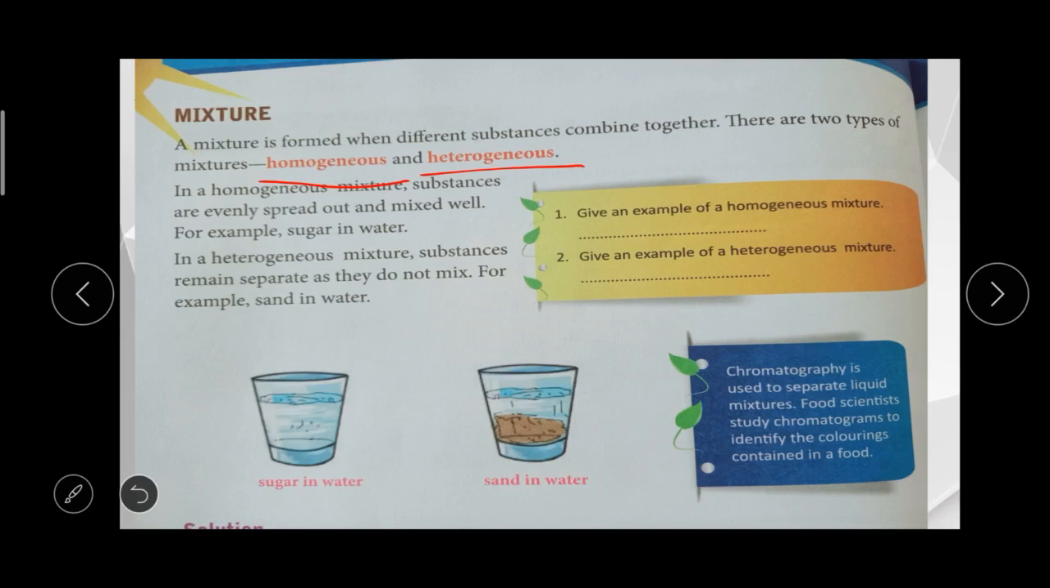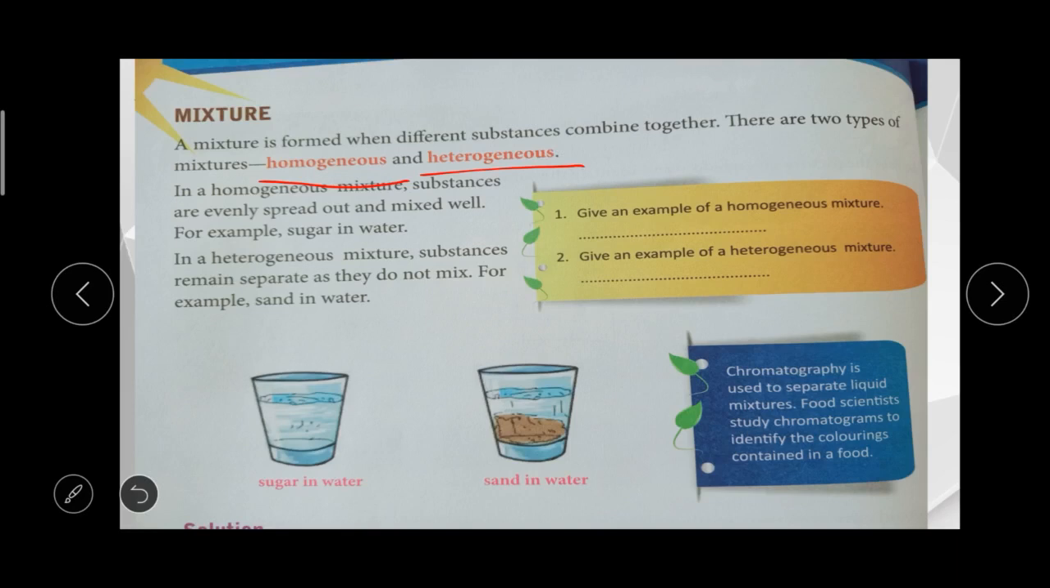Okay, a homogeneous mixture means the substances are mixed well, spread out in an equal way. If you take some sugar and mix it in the water, it will dissolve, right? It will mix in a proper way and dissolve. That is a homogeneous mixture.